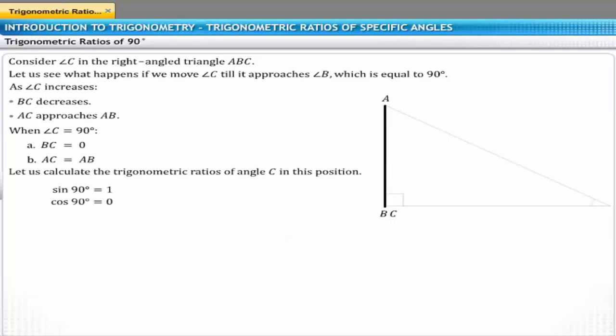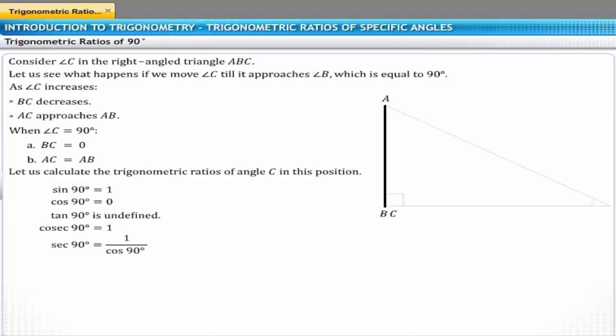We know that tan theta is equal to sin theta divided by cos theta. Substituting theta equal to 90 degrees and simplifying, we get tan 90 degrees is undefined. Let us move on to other trigonometric ratios of 90 degrees. Cosec 90 is equal to reciprocal of sin 90, which is 1. Thus, cosec 90 is equal to 1.